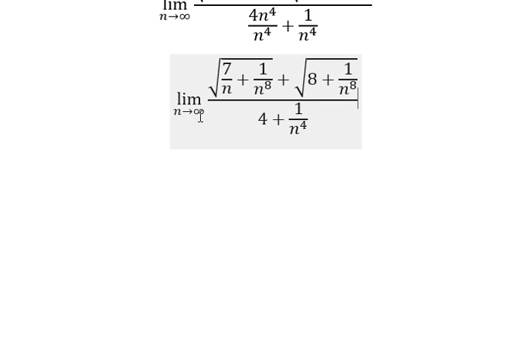So when n approaches positive infinity, this one will go to positive infinity. Number 7 divided by positive infinity, you get 0. Similar for this one, and this one. And now we have the final answer.